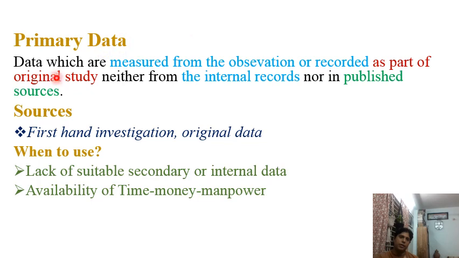Primary data are measured from the observation or recorded as part of the original study, neither from the internal records nor from published records. So when the data are measured from the observation or recorded, and it is part of the original study, not an already published study. It is neither from internal records nor published sources. Primary data must be collected from the original sources.